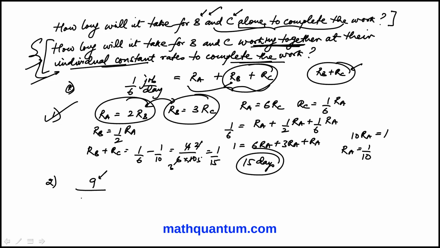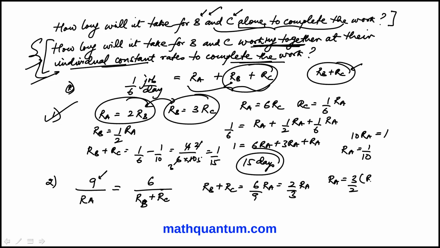Statement 2 says the time taken by A to do 9 units of work, which would be the units of work divided by the rate of A, is the same as the time taken by B and C together to do 6 units of work. So 6 divided by the combined rate of B and C, and this is equal. So from this, you can see we can figure out RB plus RC is 6/9 RA, or 2/3 RA, or in other words, RA is 3/2 times RB plus RC. You'll see why I'm doing this.